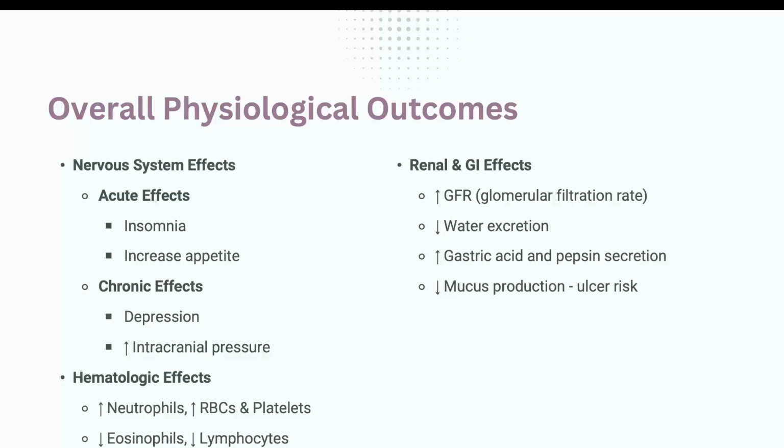Cortisol on the CNS has acute effect and chronic effect. In case of acute effect, it leads to insomnia, anxiety, and may lead to increased appetite. Chronically, it leads to depression. So the chronic use of steroids, of adrenocorticosteroids, leads to depression and increased intracranial pressure. It leads to increased RBC and platelet level and neutrophils, and decreased immunological cells, like for example lymphocytes, T lymphocytes and B lymphocytes.